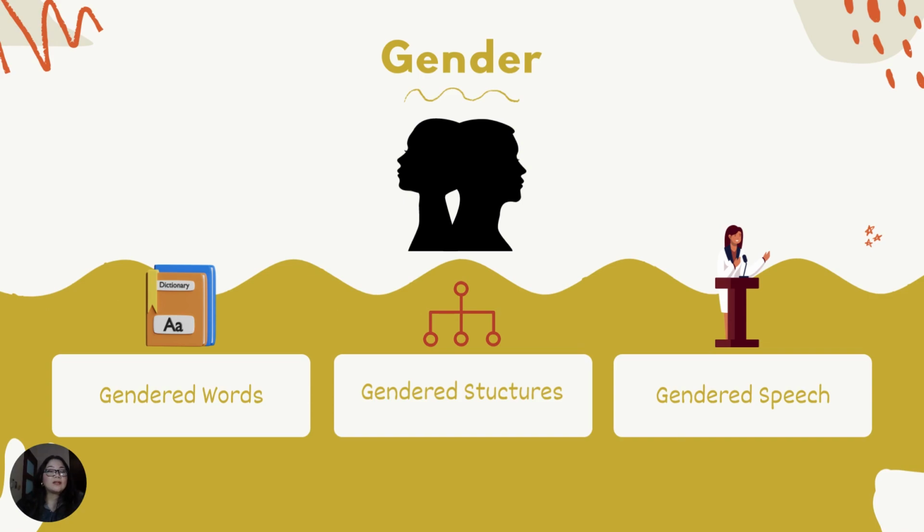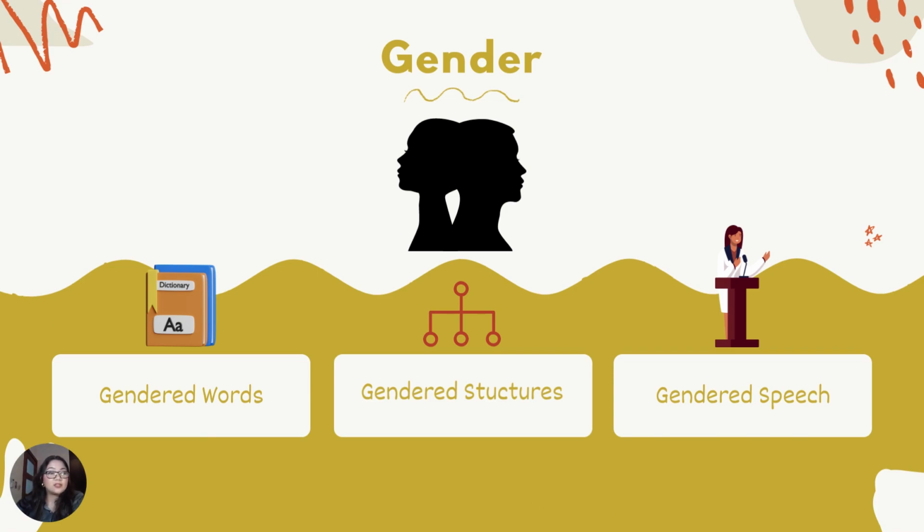We have gender words. According to Yule, there are words that are only used by men, or only used by women or for women, in a variety of languages. For instance, in the English language, when we want to refer to a man who acts, we say an actor, and for a woman, we say actress. The same happens with the words hero for men or heroine for women.